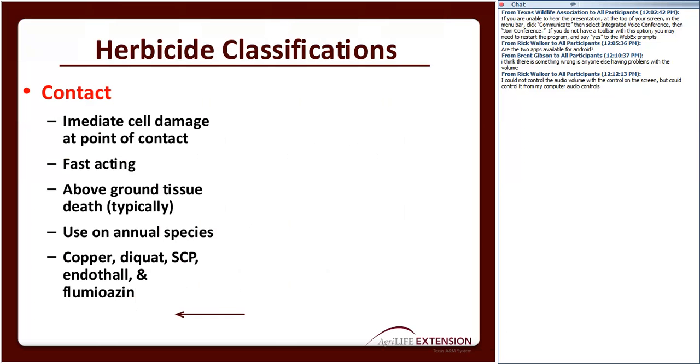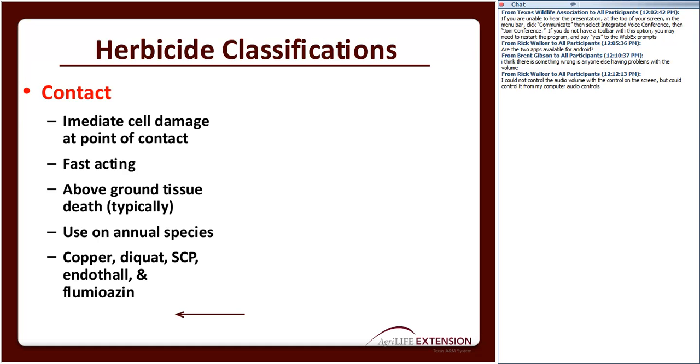Some issues with contact herbicides is that they're only going to kill the tissue that's above the ground. In other words, if they don't come in contact with the root because it's below the soil, it's not going to kill the root. You're going to kill the vegetation back, but there can still be roots there where the vegetation can resprout and come back. Contact herbicides, therefore, are typically used on annual species, and they're often an annual treatment required because the plant does come back.